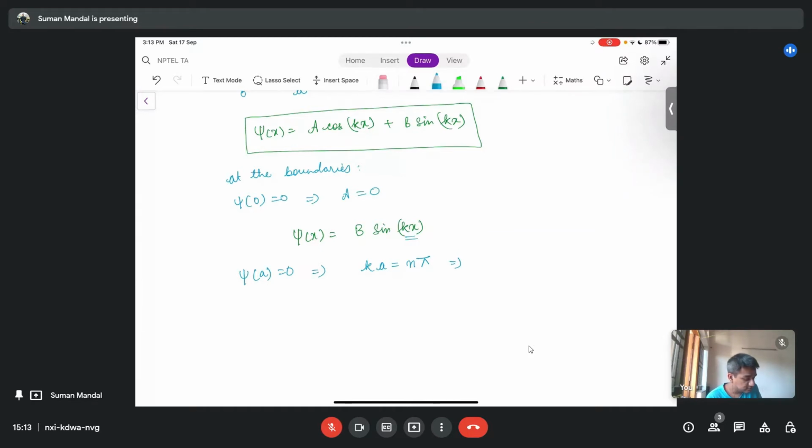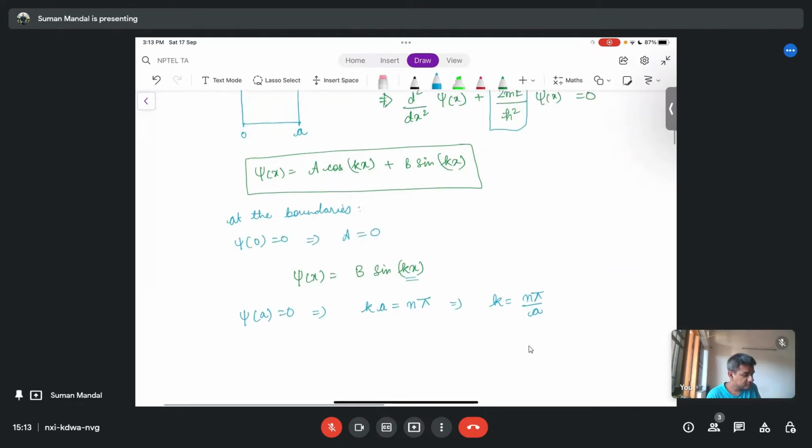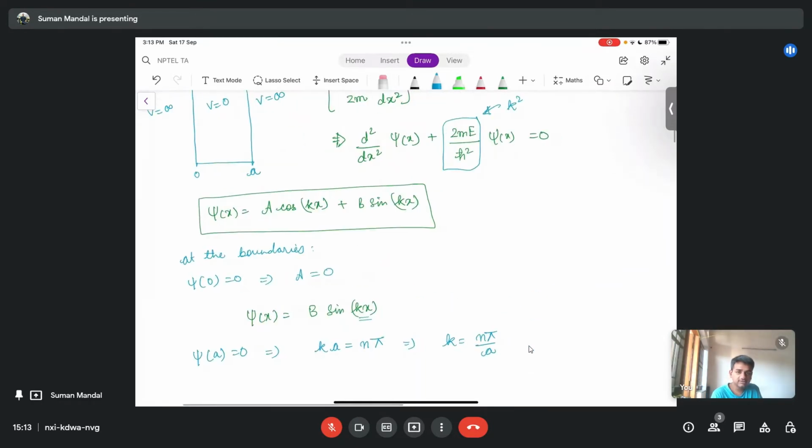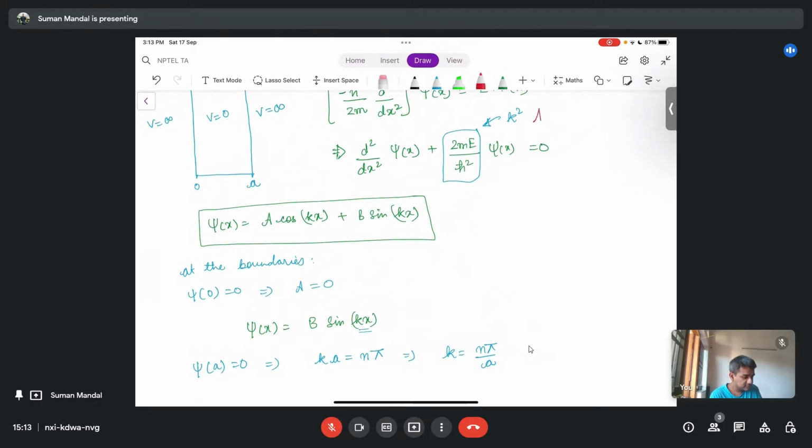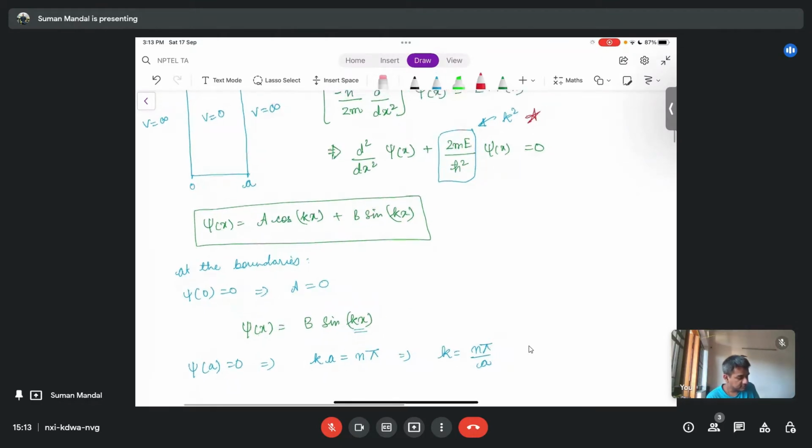K is equal to n pi by a. You can write it the other way also, as k by n pi, ka by pi. We will write it as k only, n pi by a. So we see that we have two relations here. Here k square is equal to 2mE by h cross square in this case. And again here we have k is equal to n pi by a. So we can put the value of k in this function.